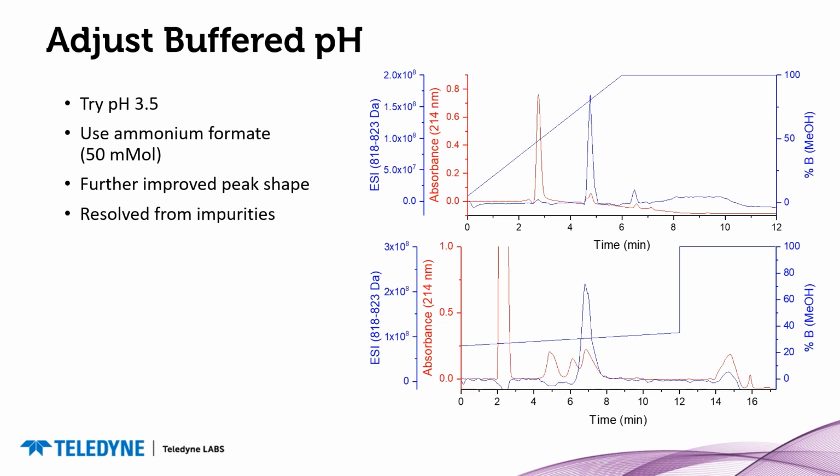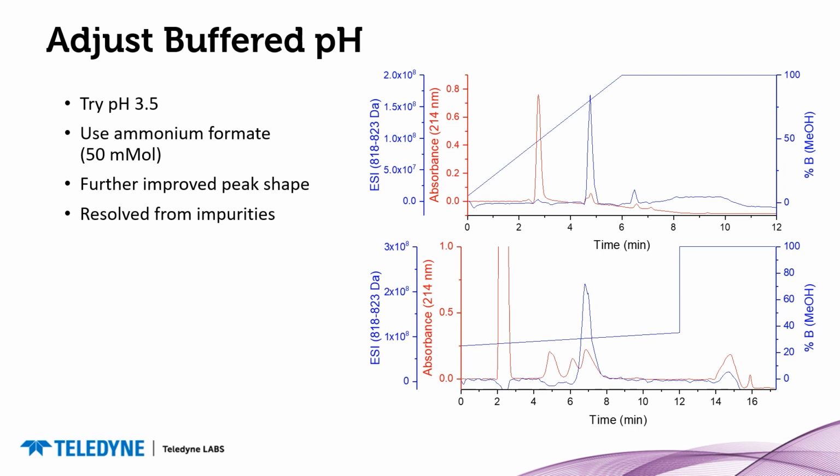To lower the pH, I change to ammonium formate, which buffers at about pH 3.5. The peptide elutes as a single peak now and is mostly resolved from impurities. This purification would give both good purity and recovery. I used ammonium acetate and ammonium formate because they are volatile and can be used with the mass spectrometer.